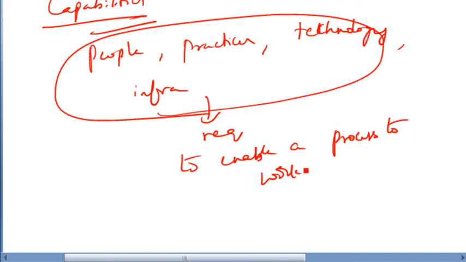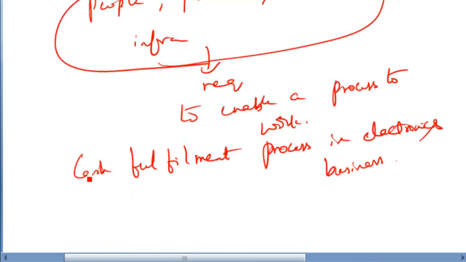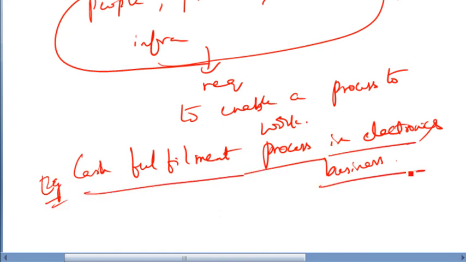Now, Neely and Adams, who have given this performance prism, have provided an example of an audit for a cash fulfillment process in an electronics business. I'm just trying to give you an example. Suppose there is an order of cash fulfillment process in electronics business.